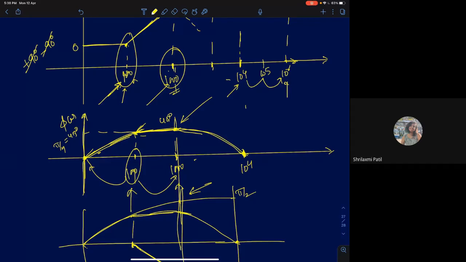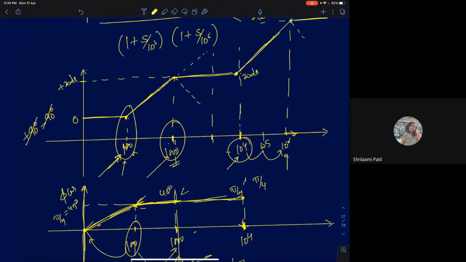But now the effect of the 0 at 10 power 4 starts 1 decade before. 1 decade before it starts the effect, it will slowly start increasing the phase. It will take it to plus pi by 4. So therefore I said you can assume more or less the phase response to remain constant here as well. And it will actually reach pi by 4 at this point. Okay, so that's your pi by 4.